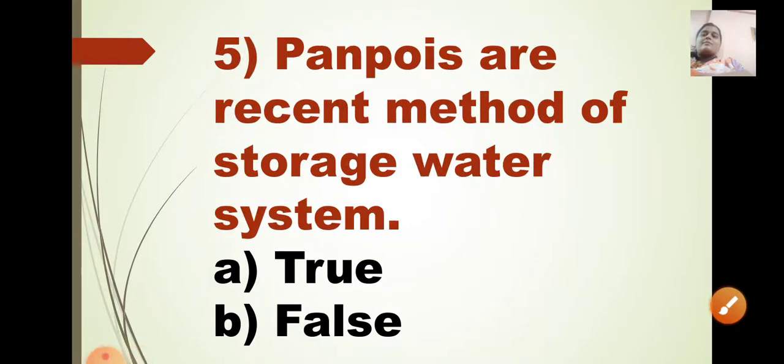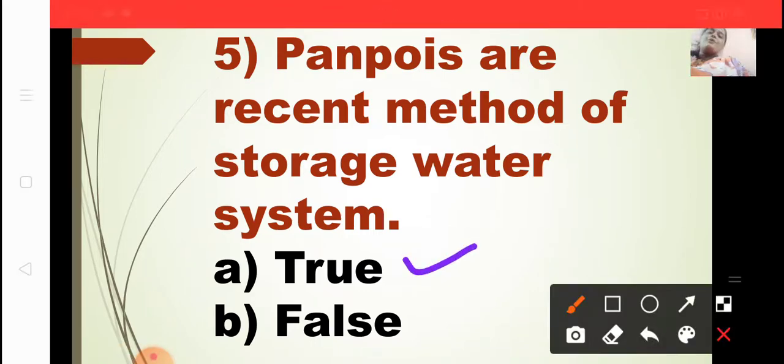Okay. Now look at the fifth one. Panpois are recent method of storage water system. Recent means modern method of storage water system. Is it true or is it false? It is definitely true. Okay. So you are going to take the true option. Is that clear? Now let us move on to the next one.